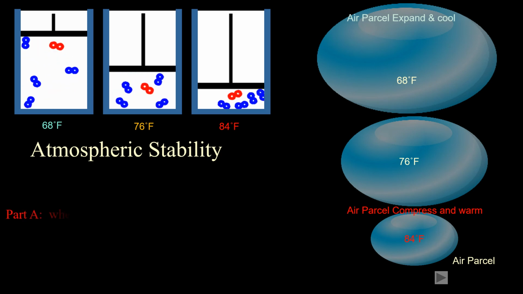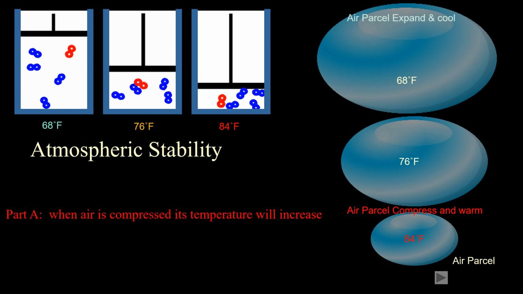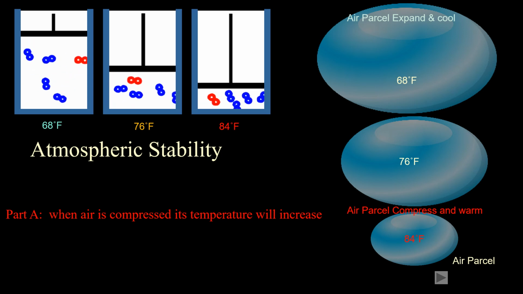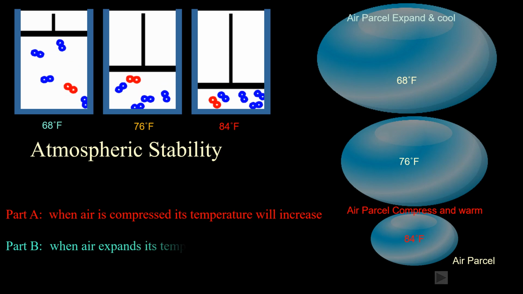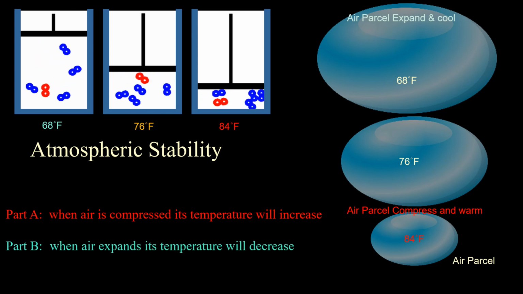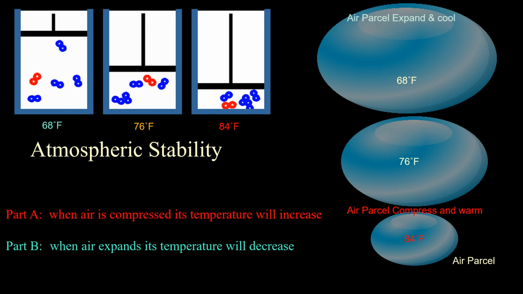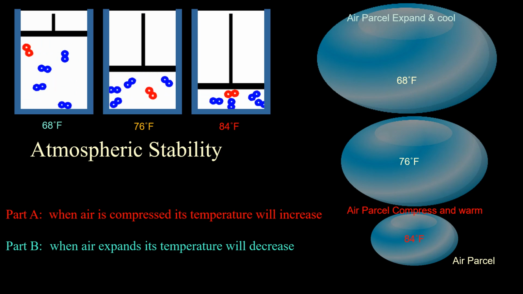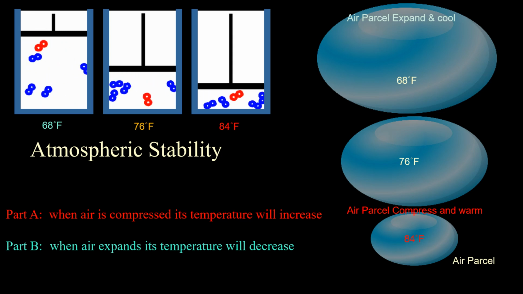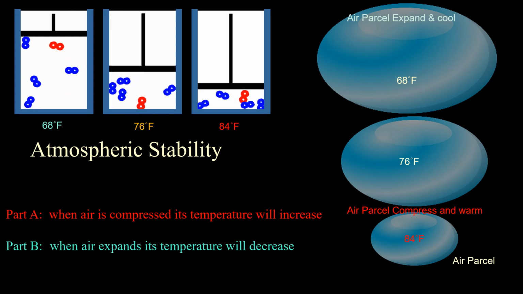From here, the fundamental things we need to know are: first, when air is compressed, its temperature will increase; when air expands, its temperature will decrease. We will be learning about the environmental lapse rate, adiabatic lapse rate, wet adiabatic lapse rate, and dry adiabatic lapse rate, and how all of these are related to atmospheric stability in the next videos.